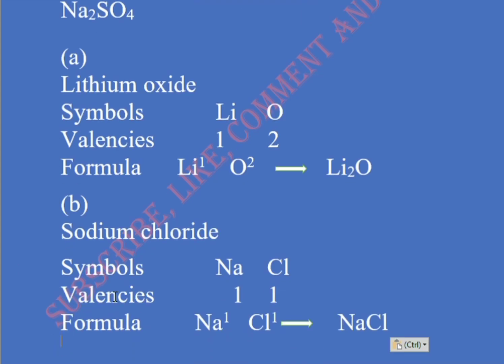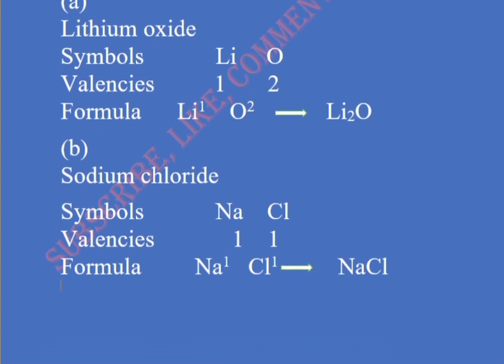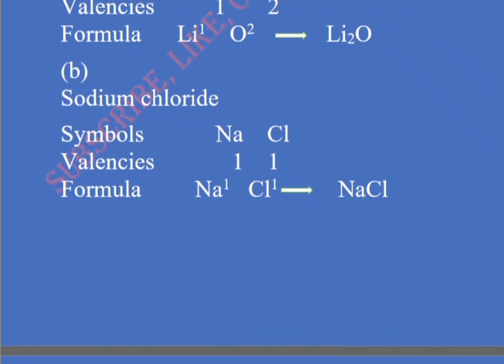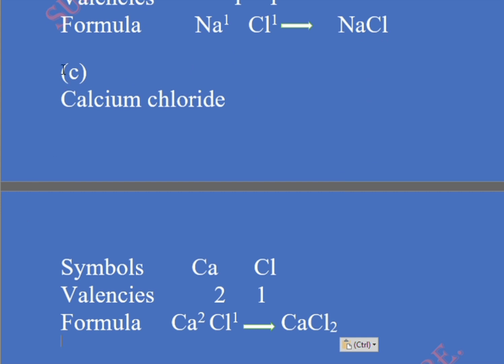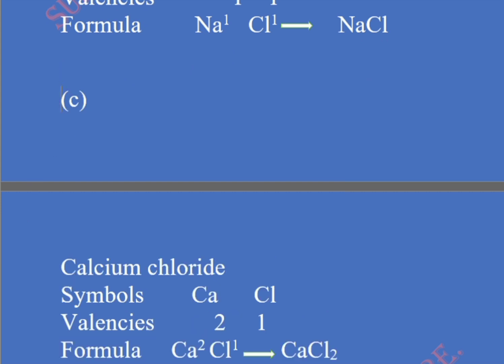So we begin with the symbol, then the valency, then the exchanging of the valency, and then the formula. So here you have sodium chloride: symbol, valency, and then we finally write the formula of sodium chloride.